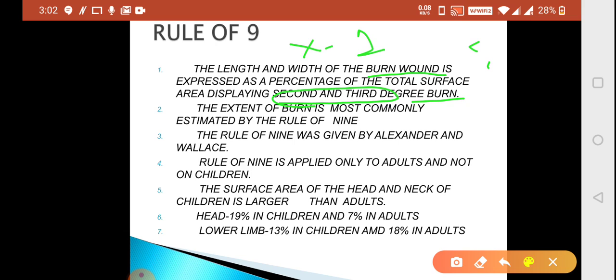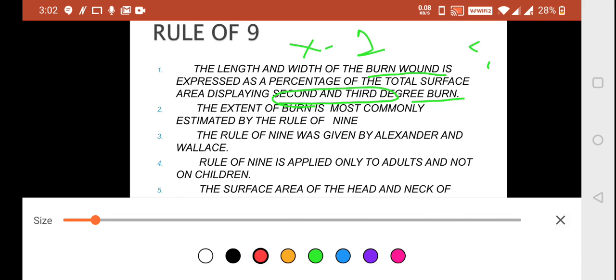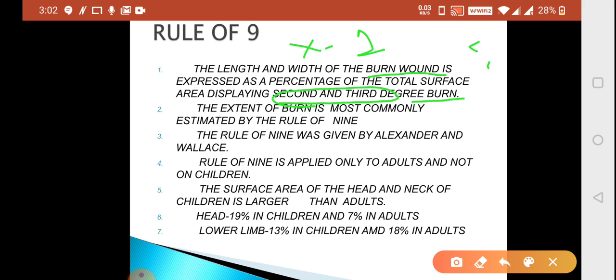So how much is the amount of the length or the width of the burn, means how much area is burnt, you cannot tell, because if half of the arm is involved, 2/3 of the leg is involved, you cannot express that this much area is burnt. So we will use the rule of 9 to tell that this much percentage of the area is burnt. The extent of the burn is most commonly estimated by rule of 9, the same thing.